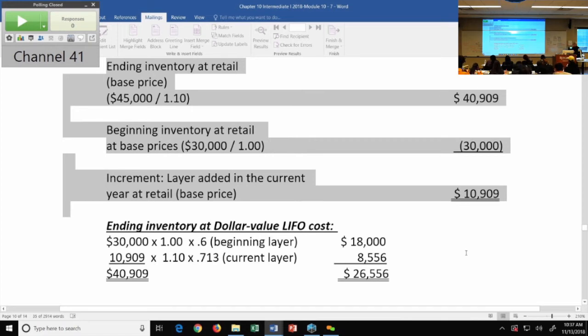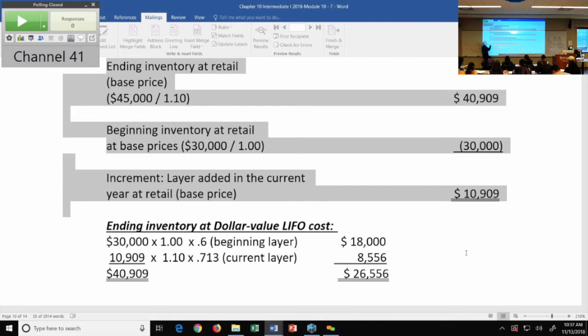So what we want to do is take the ending inventory, which is at a current price, and we need to deflate that to the base year, and of course the beginning inventory is in the base year. So the increment in this case is 10,909. That is at base year prices. So the only other step is right here.